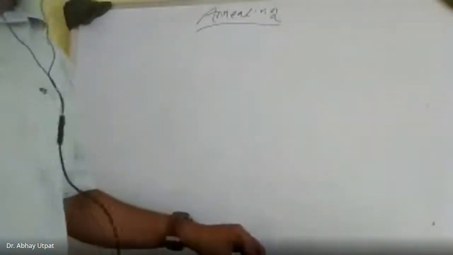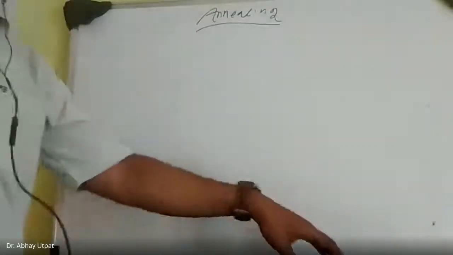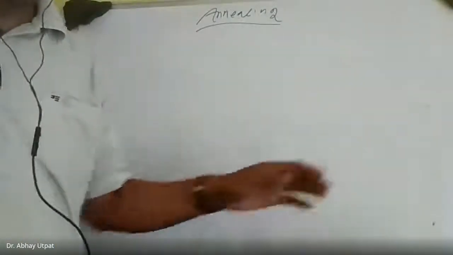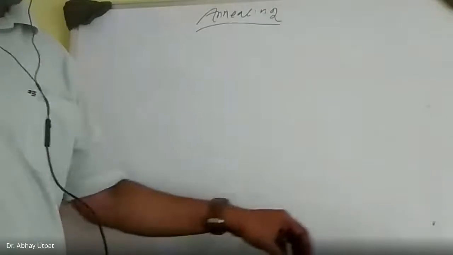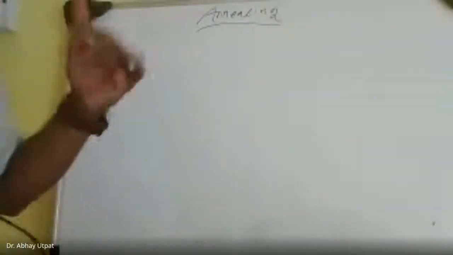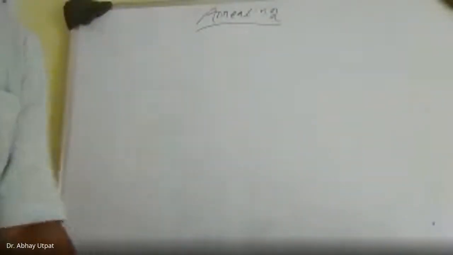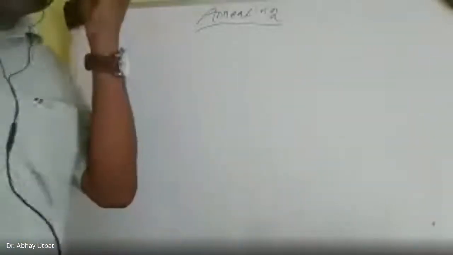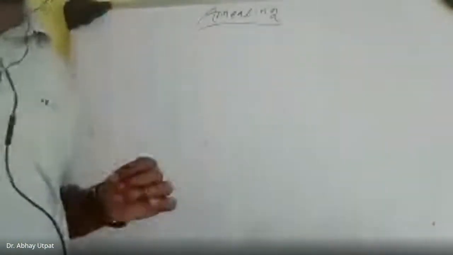So in the previous class, we started heat treatment processes. A general introduction was given to you: what is the meaning of heat treatment, and then a list of the treatments was given by me. Now, in the last class, just an introduction of annealing was given to you.